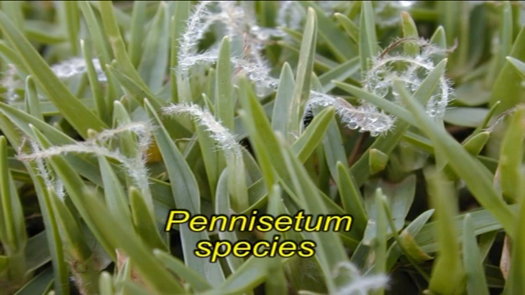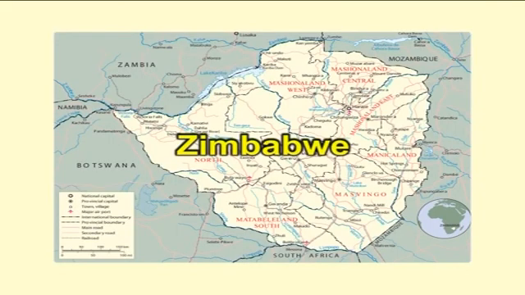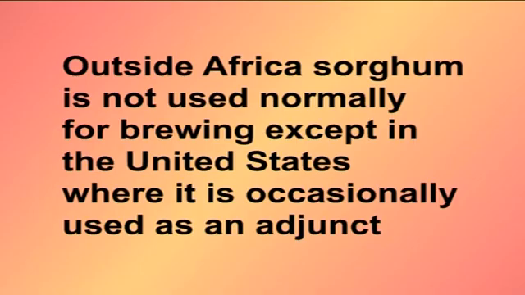The cereal, which is indigenous to Africa, is highly resistant to drought. Sorghum is often mixed with maize, that is Zea mays, or millets, that is Pennisetum species. In some cases, such as in Central Africa, for example Zimbabwe, maize may form the major cereal. Outside Africa, sorghum is not used normally for brewing except in the United States, where it is occasionally used as an adjunct.